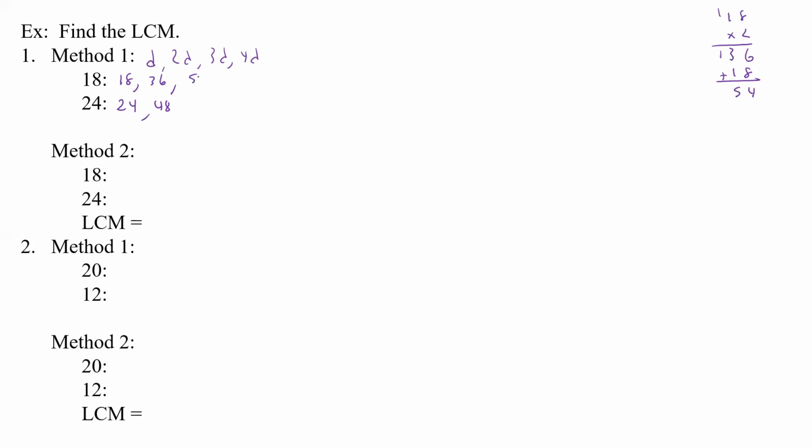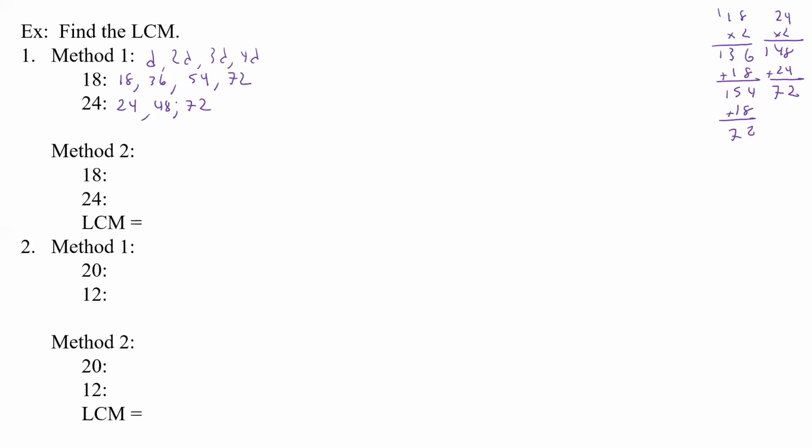Now for the other one, we had 24 times 2, that was 48. Instead of multiplying by 3, let's just add another 24. 8 plus 4 is 12, carry 1, and we get 72. So our next one here is 72. Now we go to the next multiple. We had 1, 2, 3, so we need 4. We add one more 18 and we get 72.